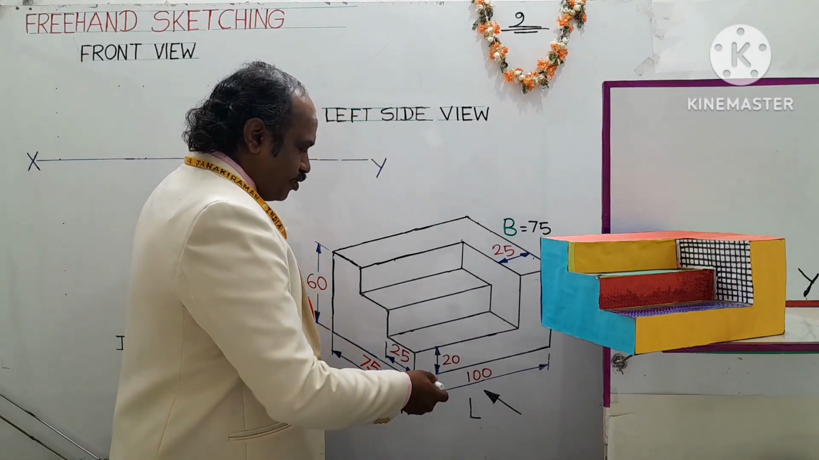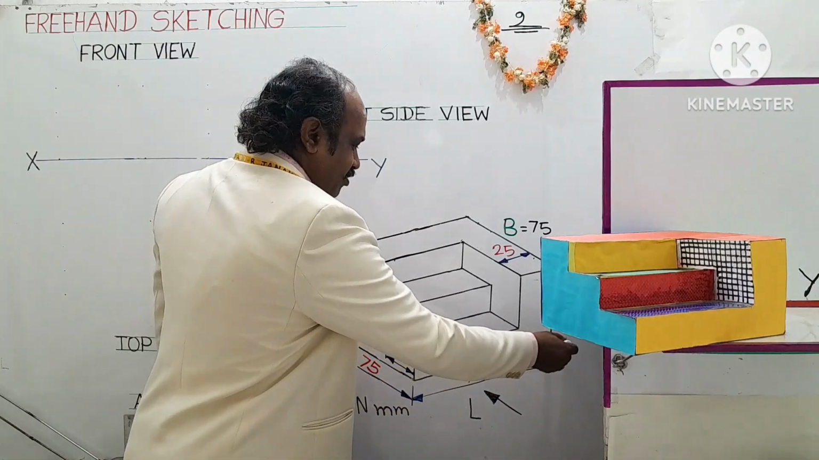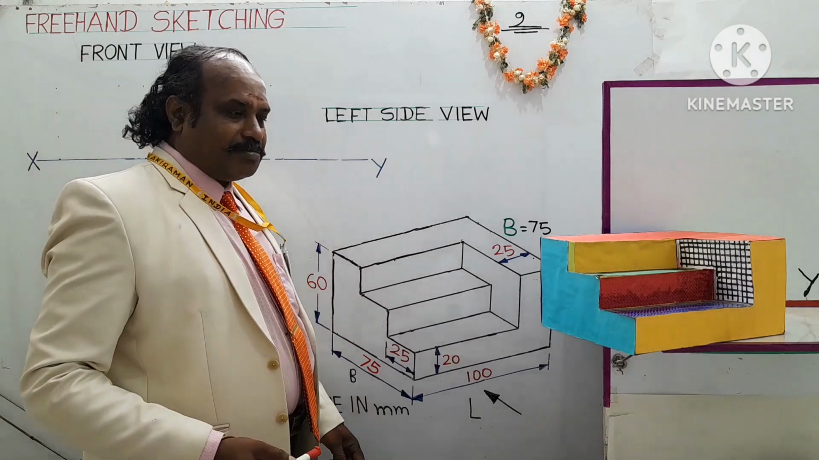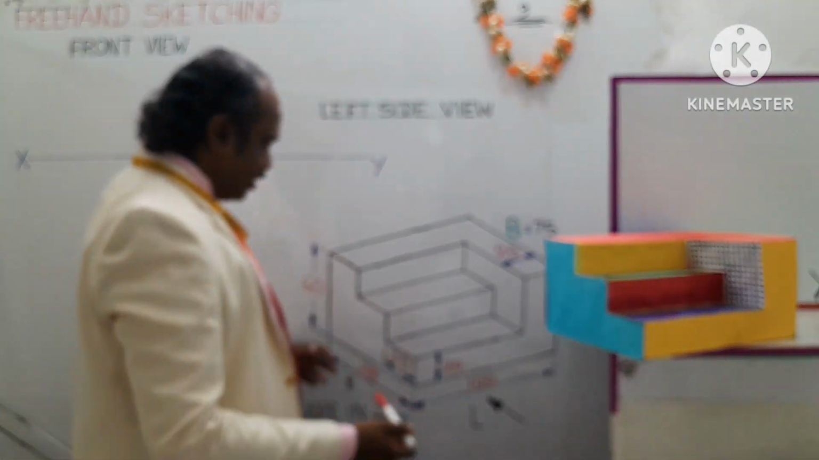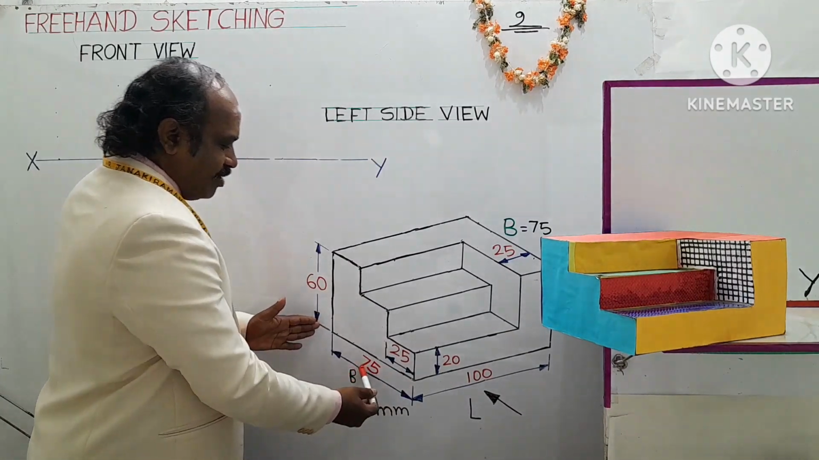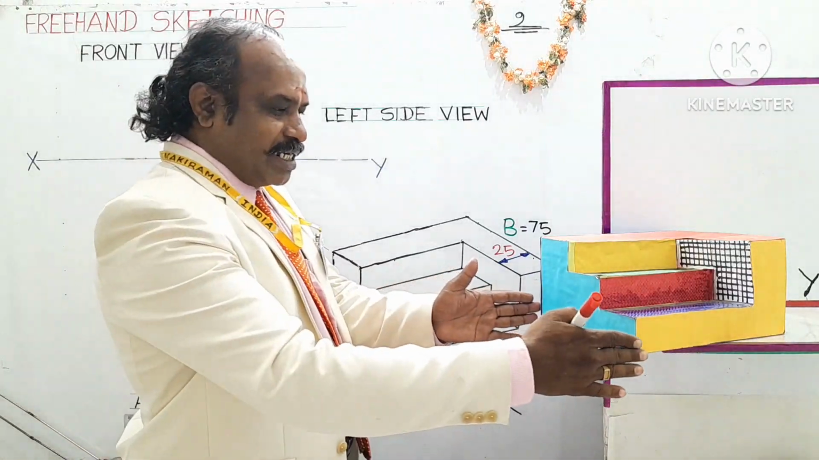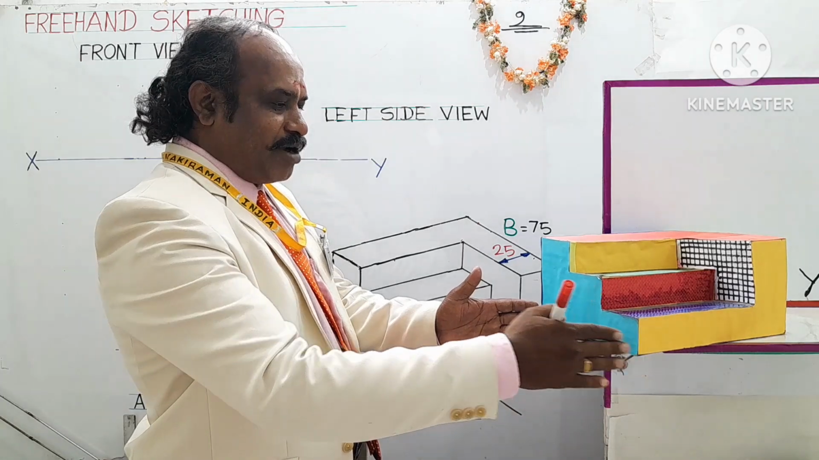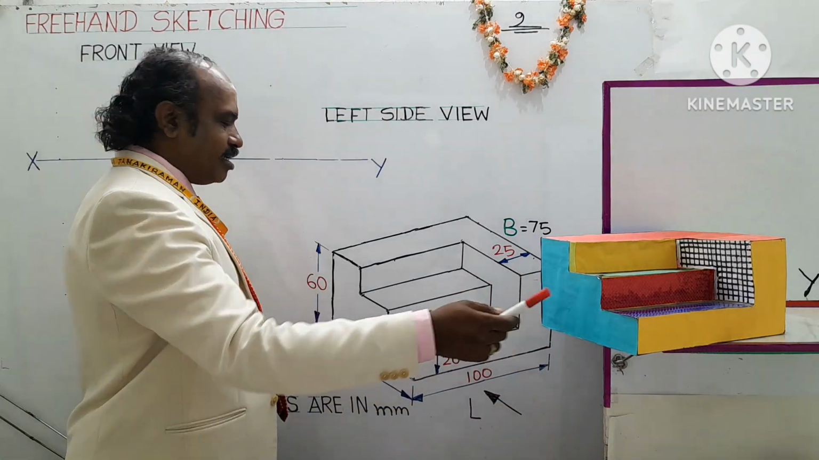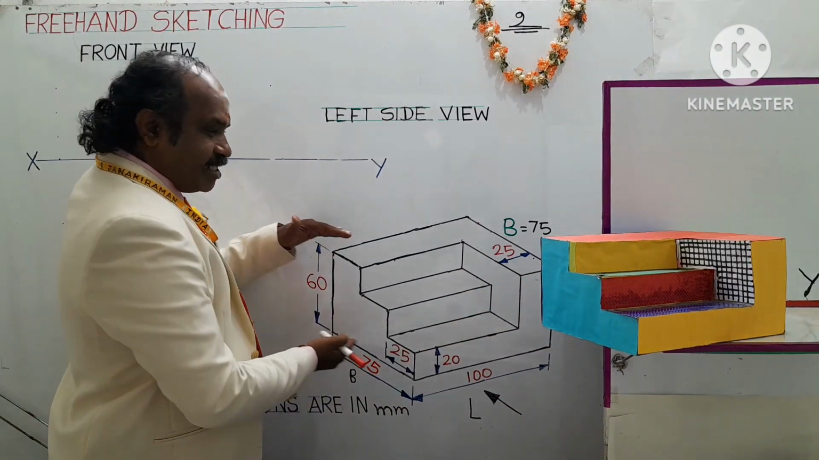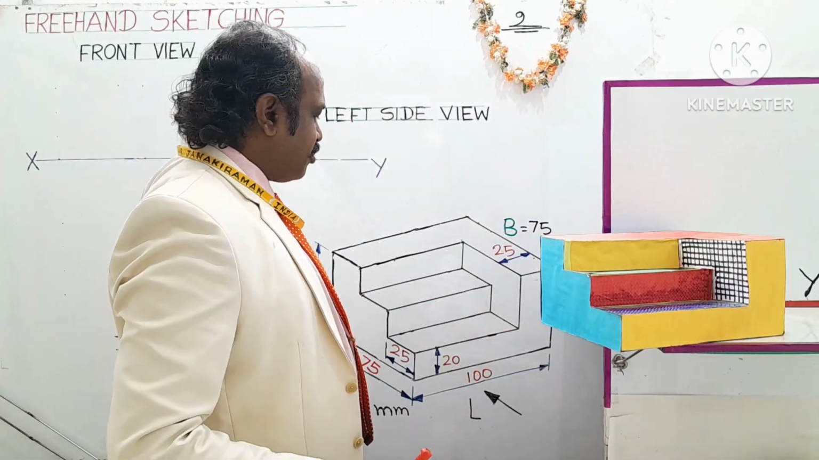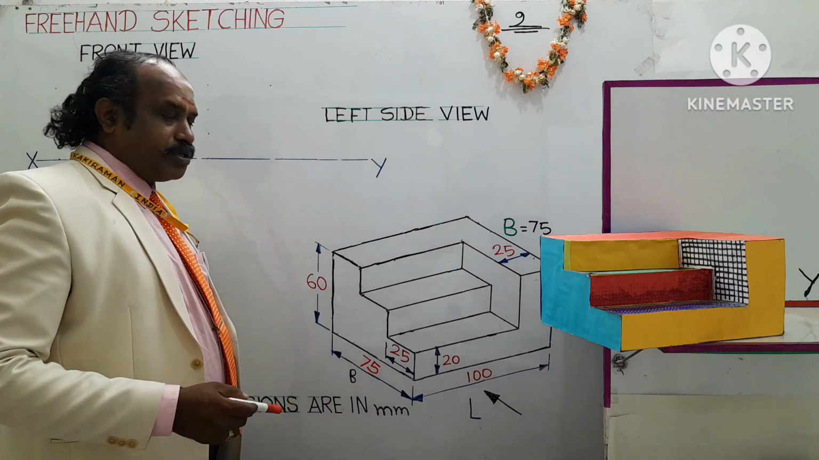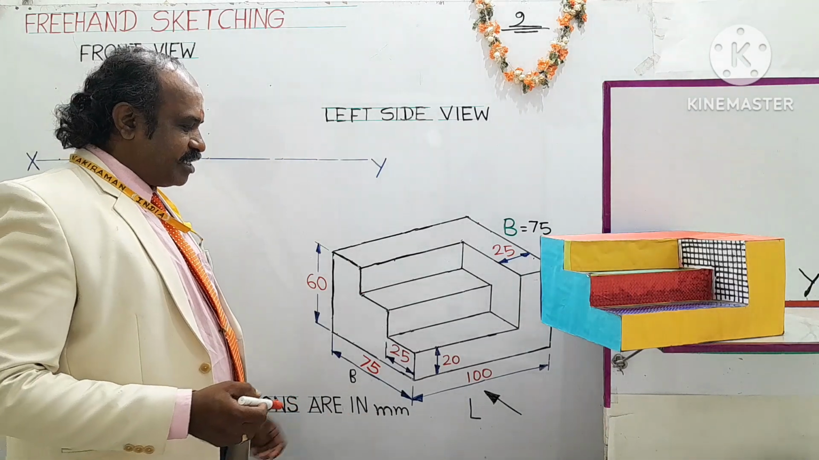So you consider this as the length of the object, which has more distance. That is 100 mm. So this is the length of the object, shown yellow in color. And the breadth of the object is given as 75 mm. 75 mm means this will be the corresponding breadth of this model, right? Shown blue in color. And the overall height of the object is 60 mm. 60 mm means 6 centimeter, right? So it is asked to draw the front view, top view and side view for this given 3D.